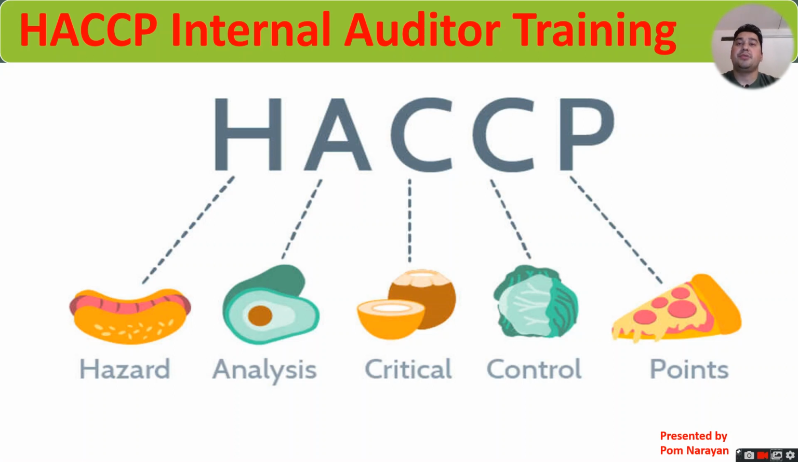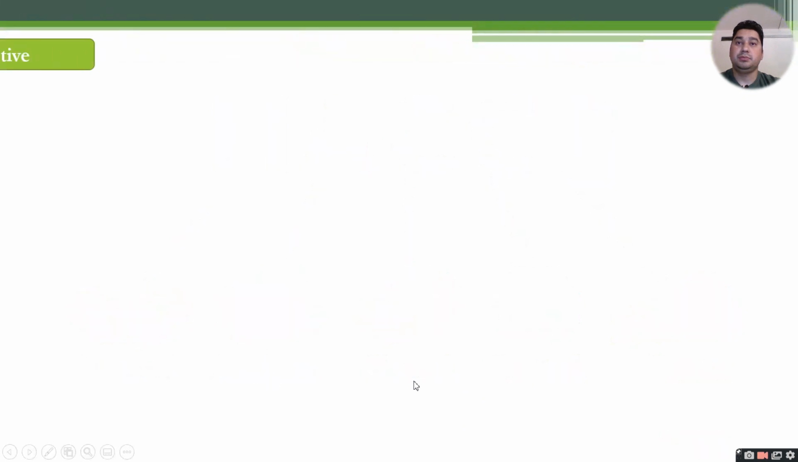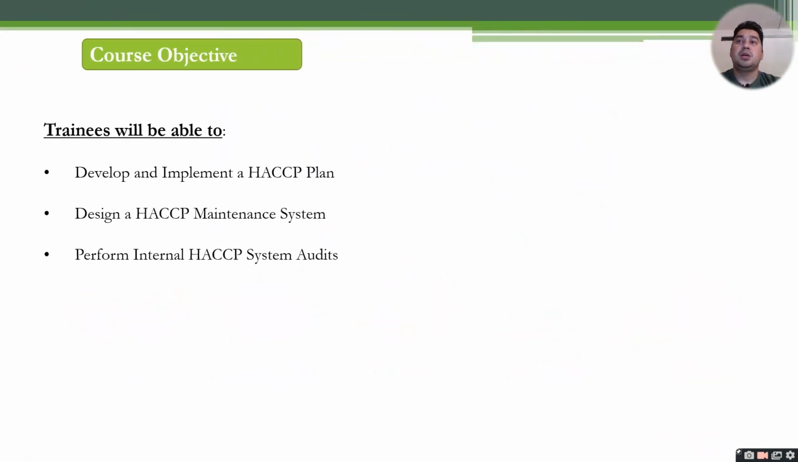So let's start our training, HACCP Internal Auditor. Course objectives: what you're going to learn through this training. First of all, you're going to learn about the HACCP plan, how you can develop and how you can implement a HACCP plan. After this training, you can design a HACCP management system. You can perform internal HACCP system audits. How you can do the audit for the HACCP, that thing you're going to learn through this training.